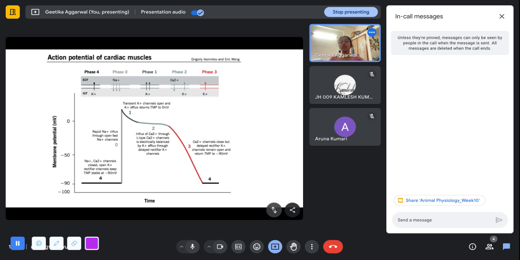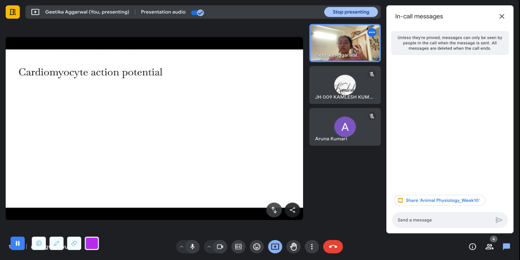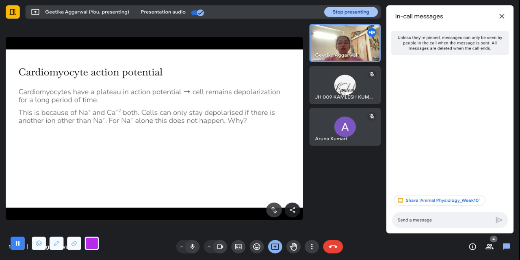So, both of these slides were to discuss how the action potentials in the pacemaker cells and in the cardiac muscles are different from each other and how they are happening. Moving on from here, as we discussed, cardiomyocytes have a plateau in their action potential. The cells remain depolarized for a long period of time. This is because sodium and calcium both are present. The cells can stay depolarized only if there is an additional ion in place of sodium. If the sodium ion alone was acting, then the plateau would not have happened.